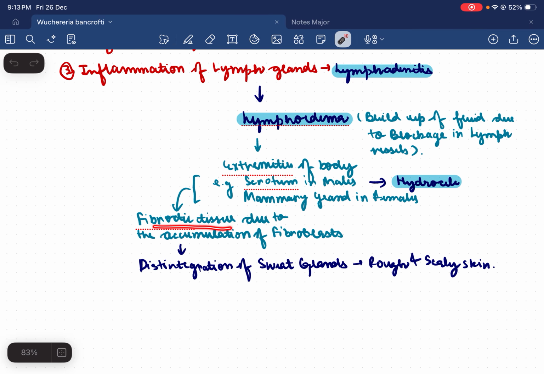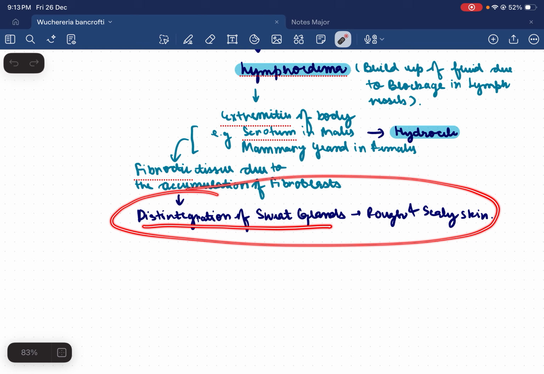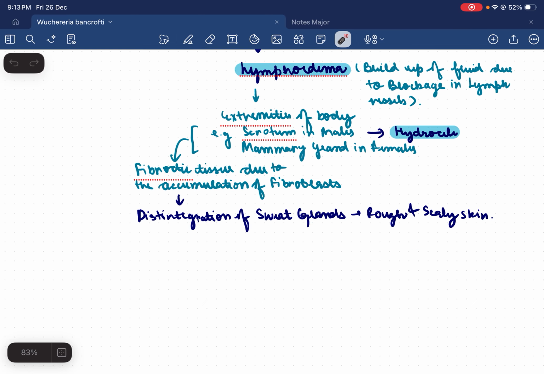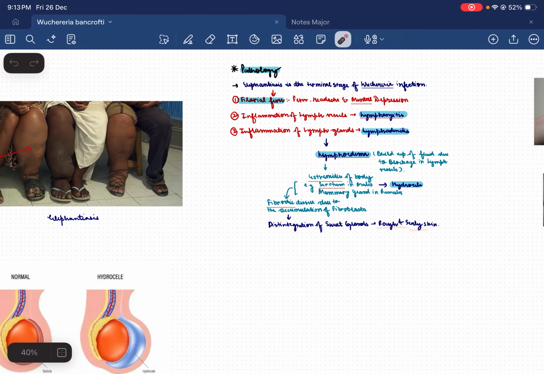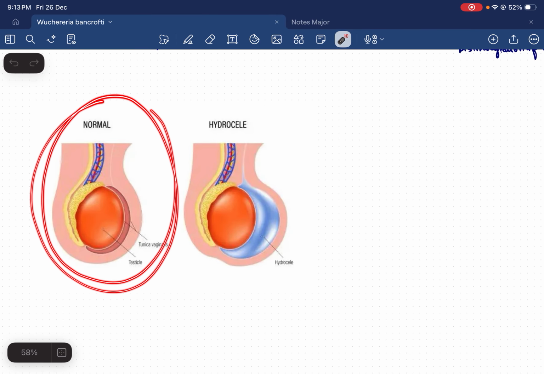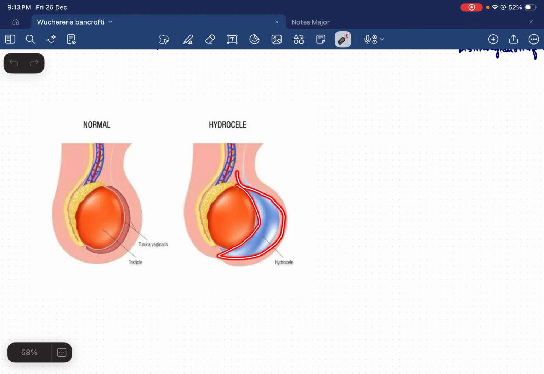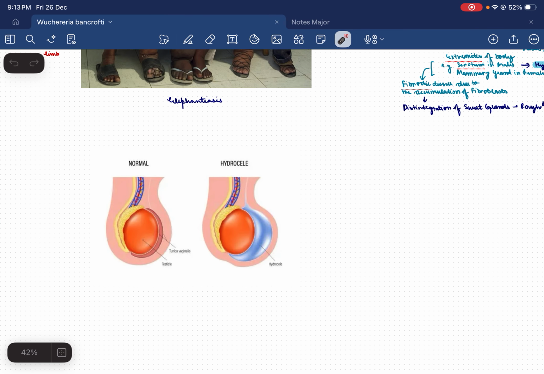This results in fibrotic tissue and accumulation of fibroblasts in the tissue, and this also results in the disintegration of sweat glands, which makes the skin very rough, patchy, and scaly. Over here you can see that this is a normal scrotum, and this is a scrotum which has hydrocele buildup. This is a fluid filled situation, and it is quite painful.